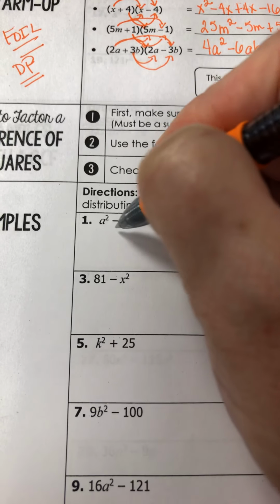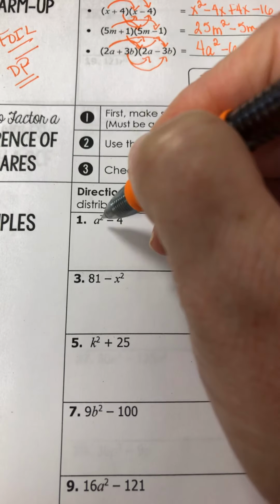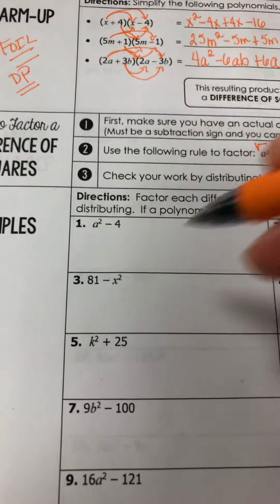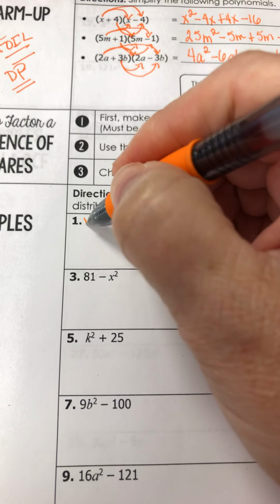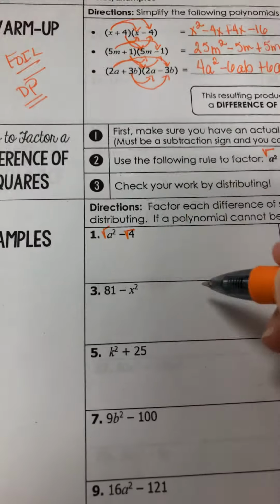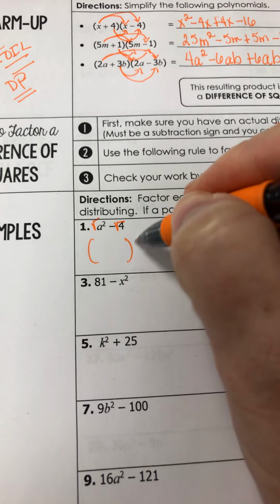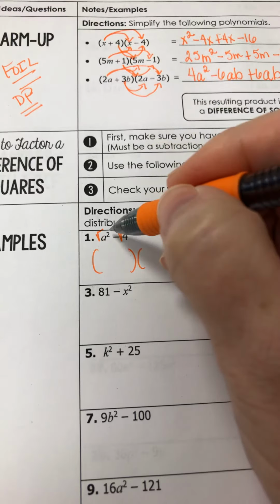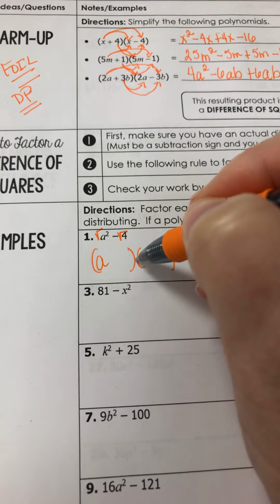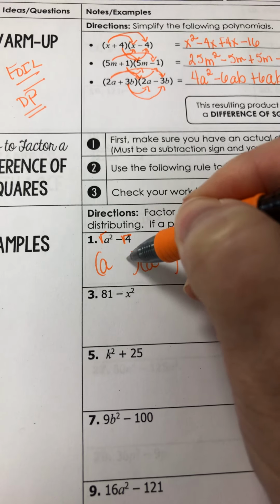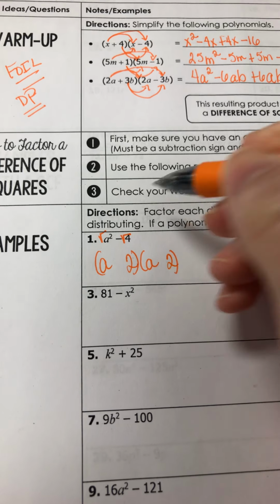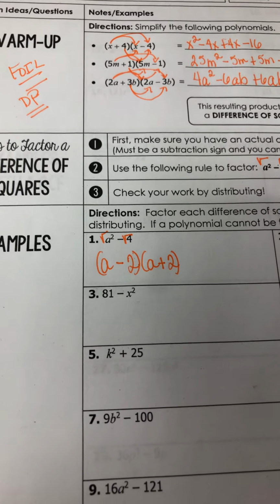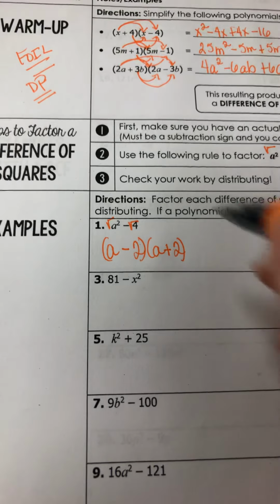I've got a minus in the middle, so I'm in good shape. A times A is A squared, and 2 times 2 is 4. So I know that those are both squares. Now what I'm going to do is take the square root of each one. Go ahead and write down both of your parentheses because you're going to multiply two binomials together. The square root of A squared is A. The square root of 4 is 2 because 2 times 2 is 4. Make one of them a minus and one of them a plus. And you factored. It's as easy as that.